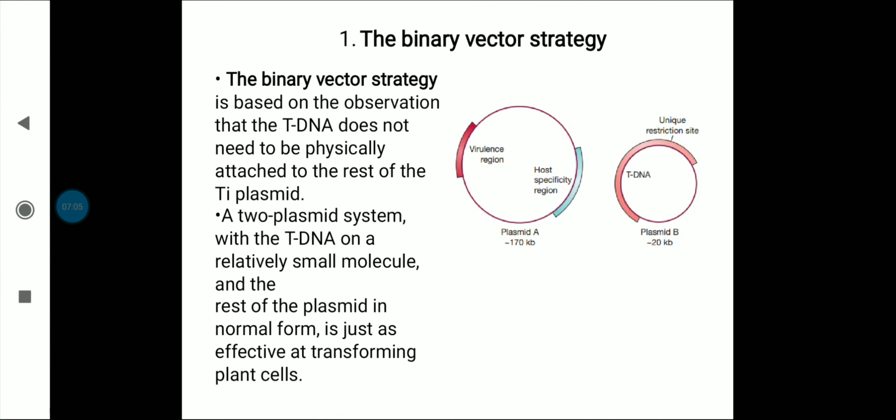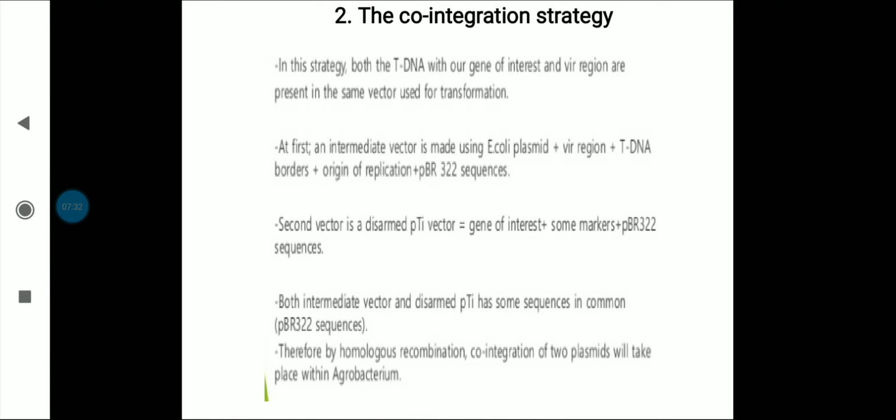Binary vectors are actually two plasmid systems. One contains the vir region and host specificity region, and this is the bigger plasmid. The smaller plasmid contains the tDNA and multiple cloning sites. If both the plasmids are present, it is good enough for plant transformation. So the next strategy is the co-integration strategy.